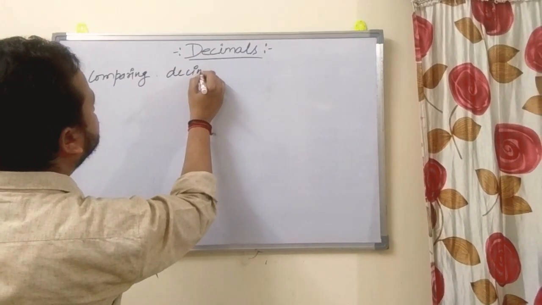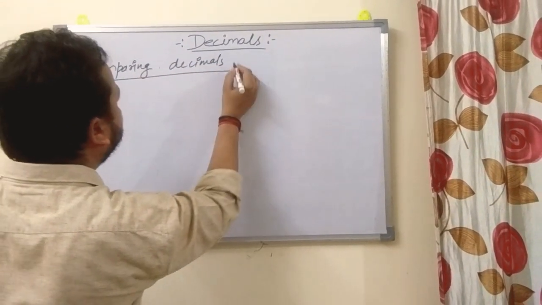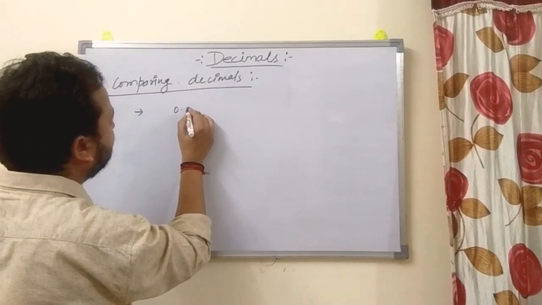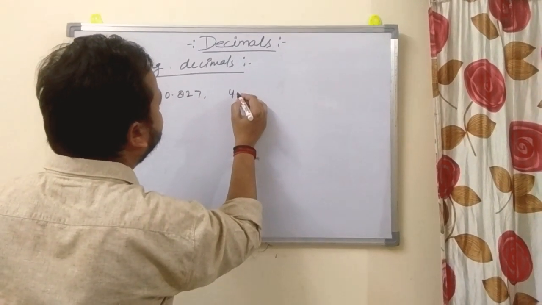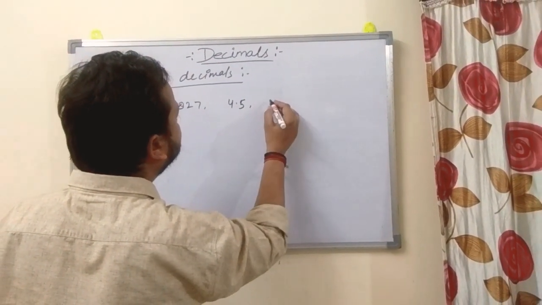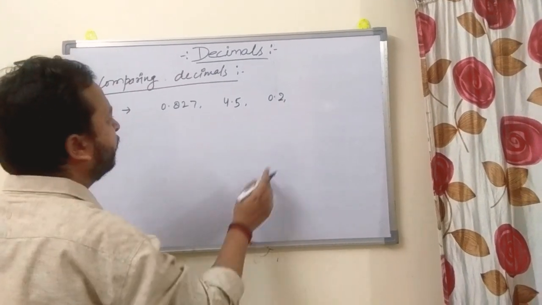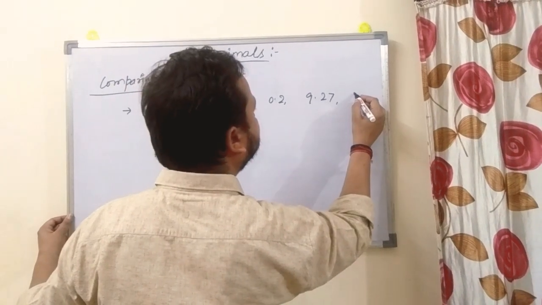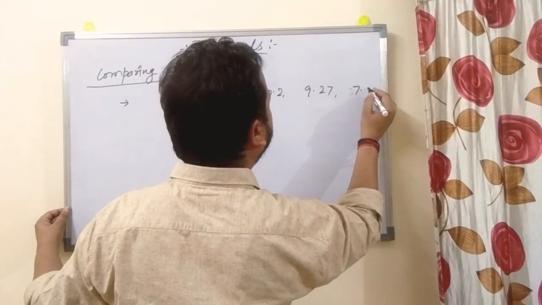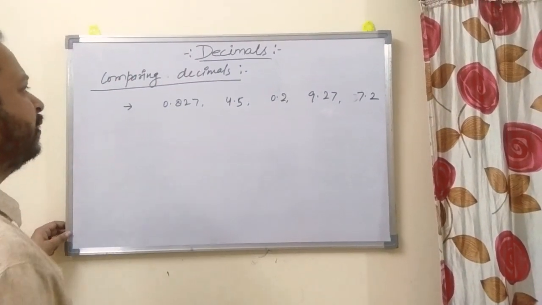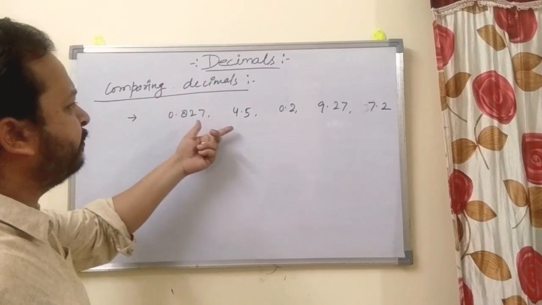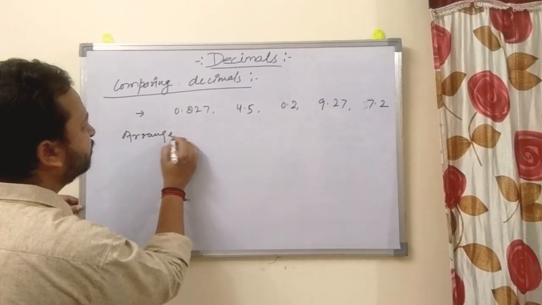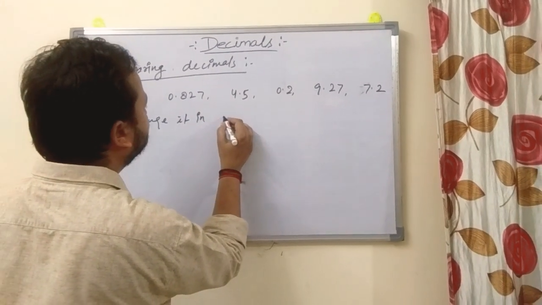Let's come to comparing decimals, right? The question is given as 0.827, 4.5, 0.2, 9.27 and 7.2, right? So if you have to compare these, that means arrange them in ascending order.